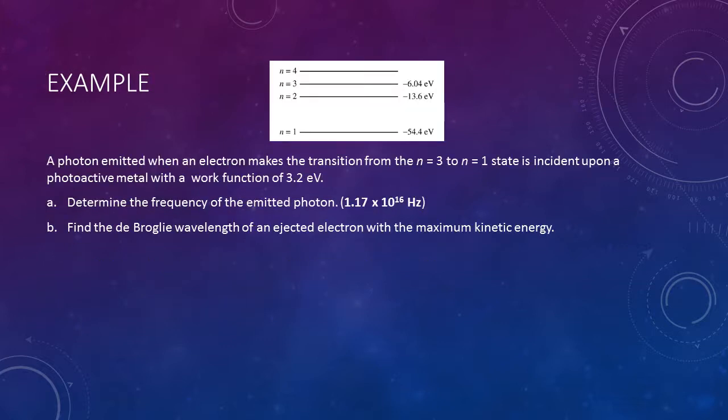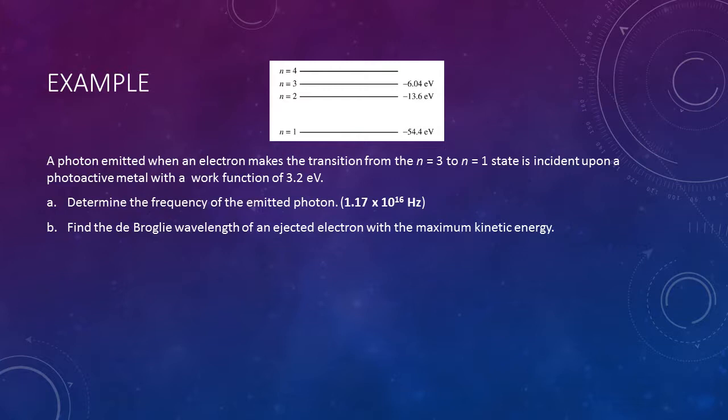So let's see an example that's actually using the momentum of an electron and using this de Broglie wavelength. So say we have a photon emitted when an electron makes the transition from n equals 3 to n equals 1, and then it's incident upon a photoactive metal with a work function of 3.2 electron volts. So you'll notice I'm starting to combine concepts. This is not just 11.2 now, it's also 11.2 and 11.1. So I want to find the de Broglie wavelength of an ejected electron with the maximum kinetic energy.